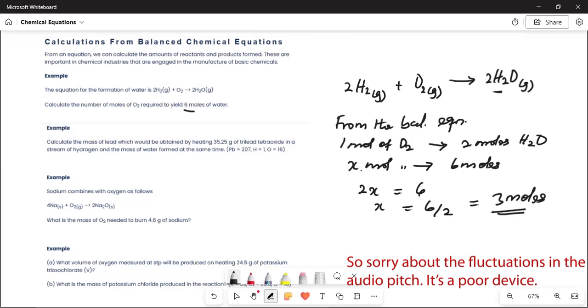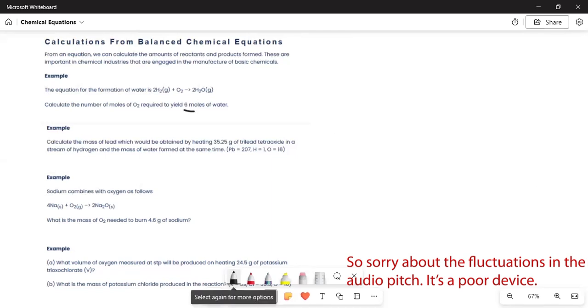The next example says calculate the mass of lead which will be obtained by heating 35.25 gram of tri-lead tetroxide in a stream of hydrogen, and the mass of water formed at the same time. So the question is to calculate the mass of lead which will be obtained by heating 35.25 gram of tri-lead tetroxide. Tri-lead tetroxide, that is Pb3O4.